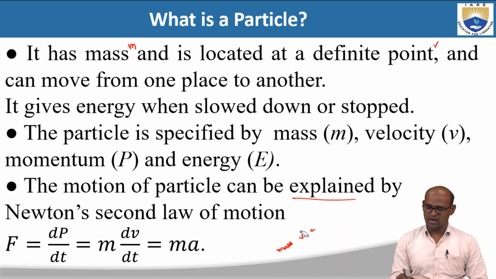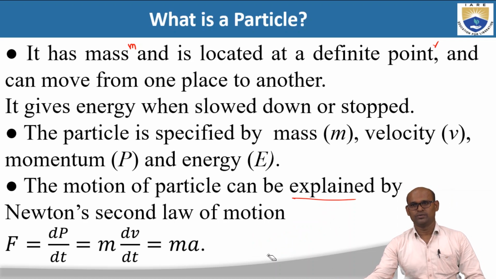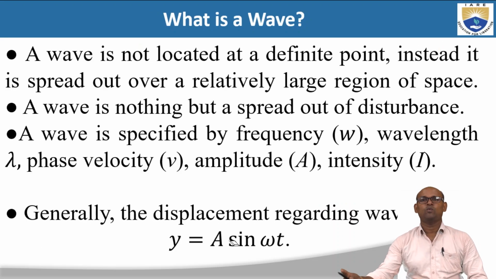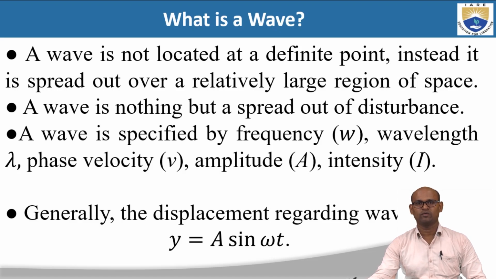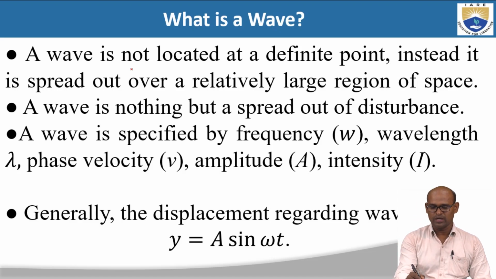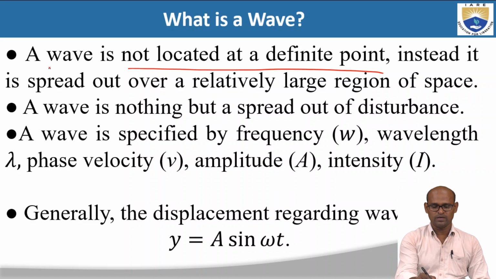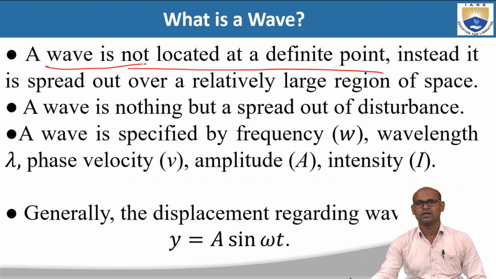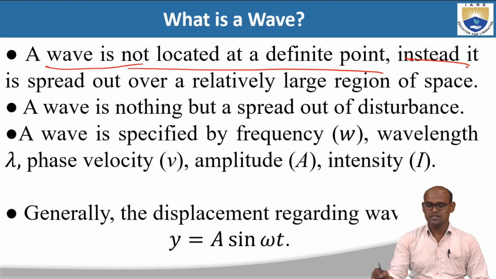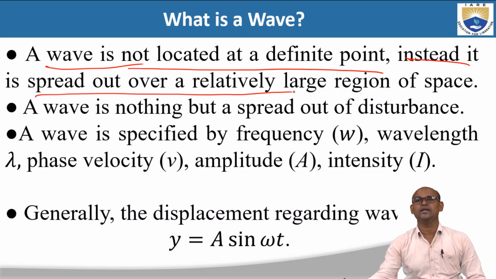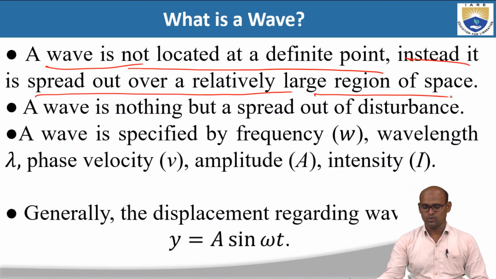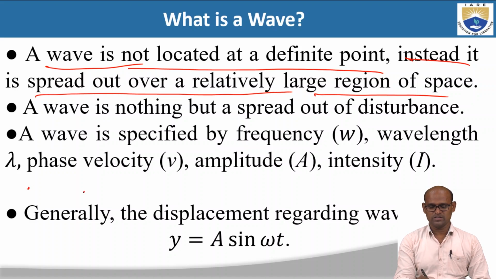So a particle has some definite mass, it can be specified at a definite location, and it has some velocity and momentum. You can study this particle using Newton's laws. Then what is a wave? How is it different from a particle? A wave is not located at a definite point r. You can locate a particle at a definite point, but you cannot locate a wave at a definite point; instead it is spread over a relatively large region of space. So a particle is like this, but a wave is not like that.